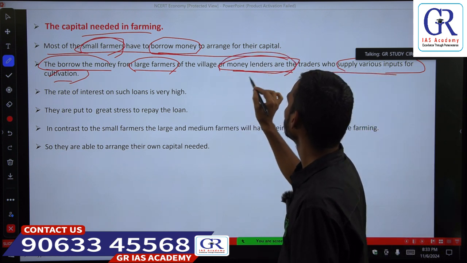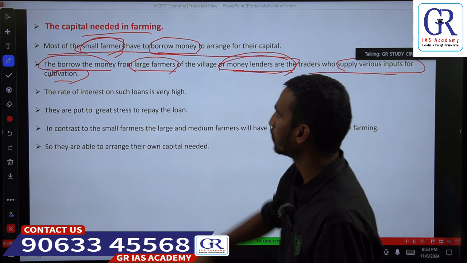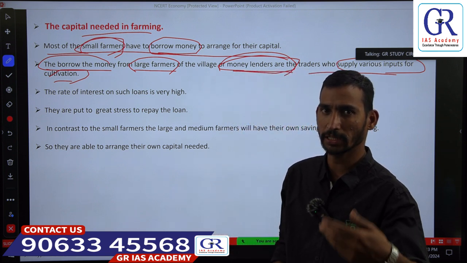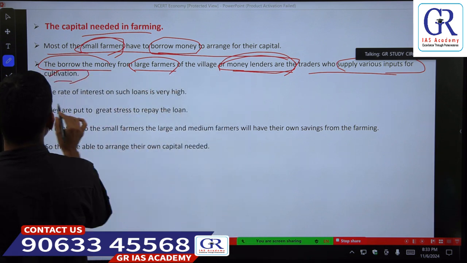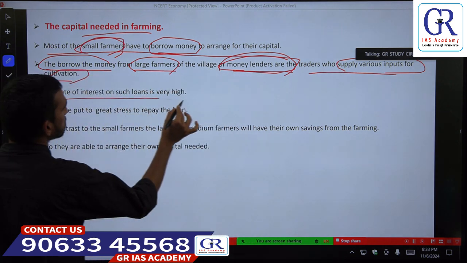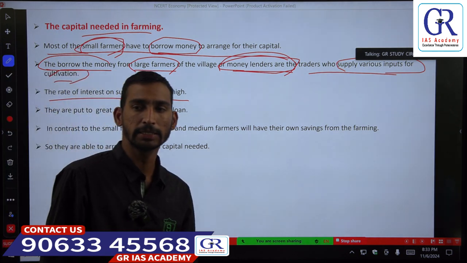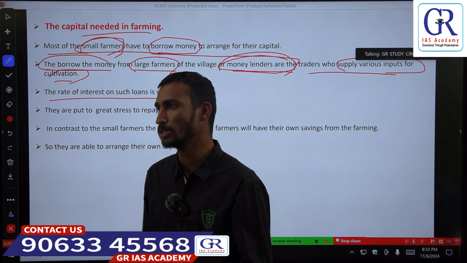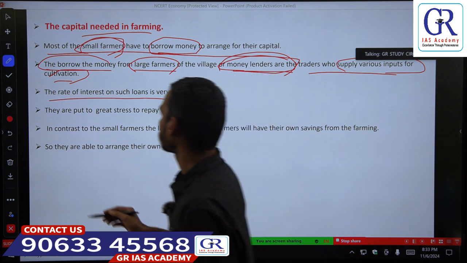You can see money lenders are lending loans. You know the problem of the money lenders. I think you already know about it, so we need not discuss it because of lack of time. The rate of interest on such loans is very high. So what are the money lenders doing? They are charging exorbitant interest rates, that means a huge interest rate on the borrowings.